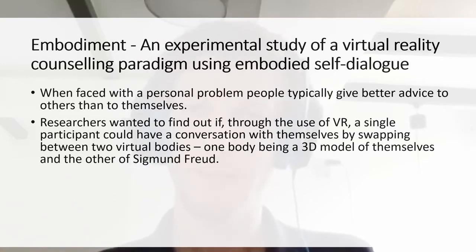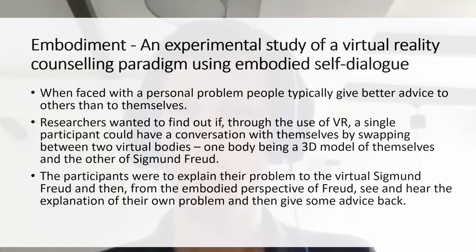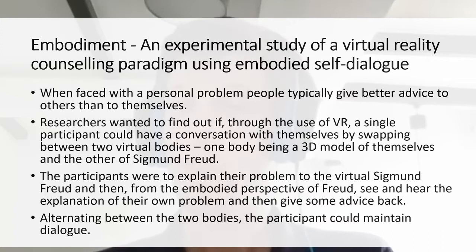One body is a 3D model of themselves and the other is of Sigmund Freud. The participants were to explain their problem to the virtual Sigmund Freud, and then, from the embodied perspective of Freud, see and hear the explanation of their own problem and give some advice back. By alternating between the two bodies, the participants could maintain a dialogue. So we're basically having a conversation with ourselves. However, one version of ourselves is Sigmund Freud.